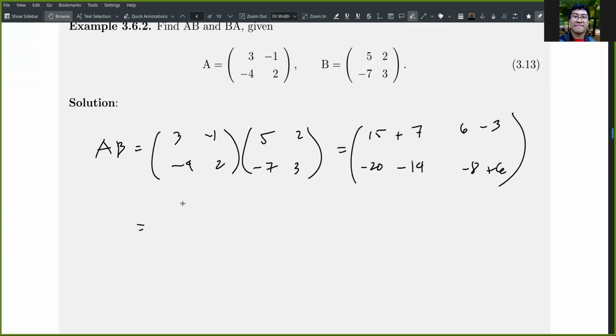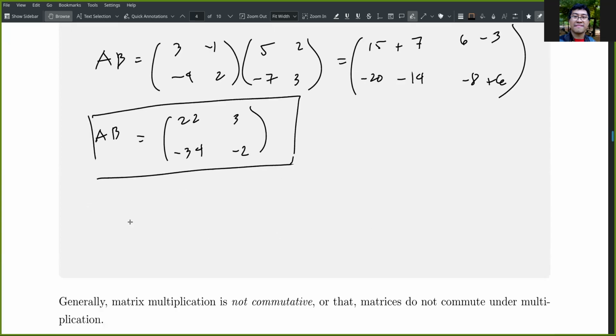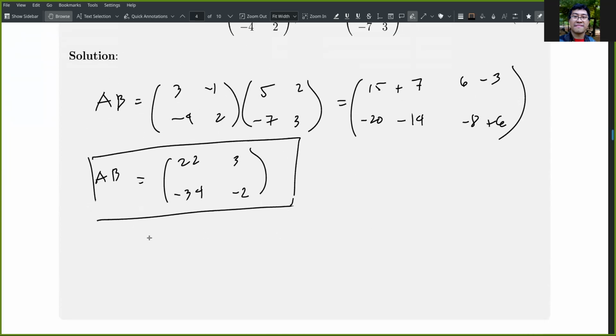And the final answer is 22, 3, negative 34, negative 2. That's your AB. Let's see what happens if you try to determine BA. BA would be, so we flip this order, so 5 minus 7, 2, 3, times 3, negative 1, negative 4, 2.